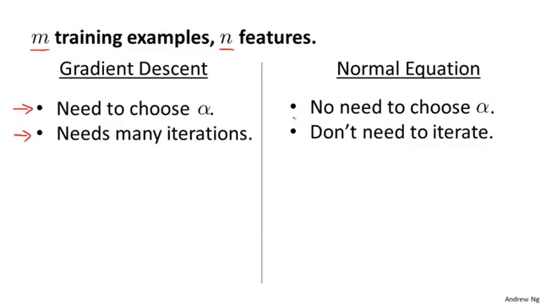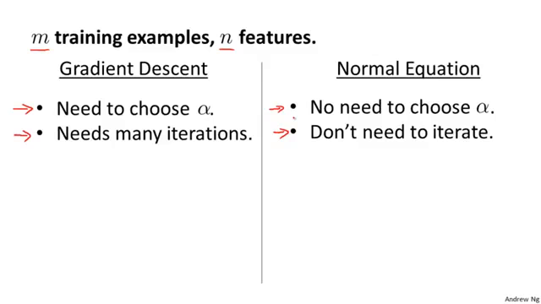As for the normal equation, you don't need to choose any learning rate alpha, so that makes it really convenient, makes it simpler to implement. You just run it, and it usually just works. And you don't need to iterate, so you don't need to plot J of theta, check for convergence, and take all those extra steps. So far, the balance seems to favor the normal equation.